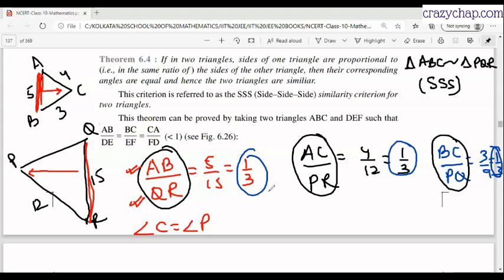Side AC and side PR we selected. So side AC opposite angle is angle B, and side PR opposite angle is angle Q. So we can say angle B is equal to angle Q. And side BC and PQ we compared. So side BC opposite angle is angle A and side PQ opposite angle is angle R, right? So we can say angle A is equal to angle R. Is that good? Fine.